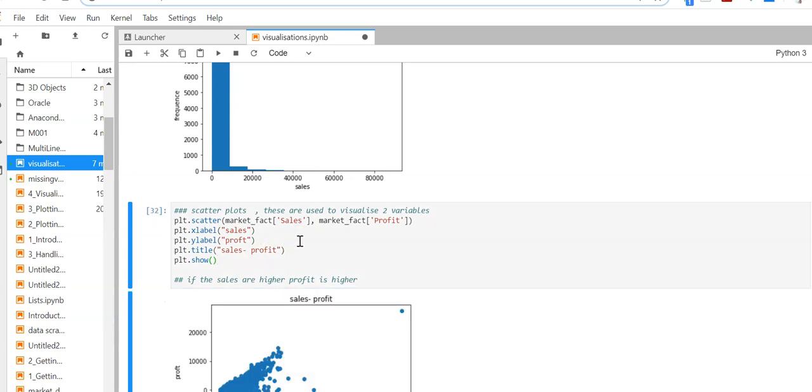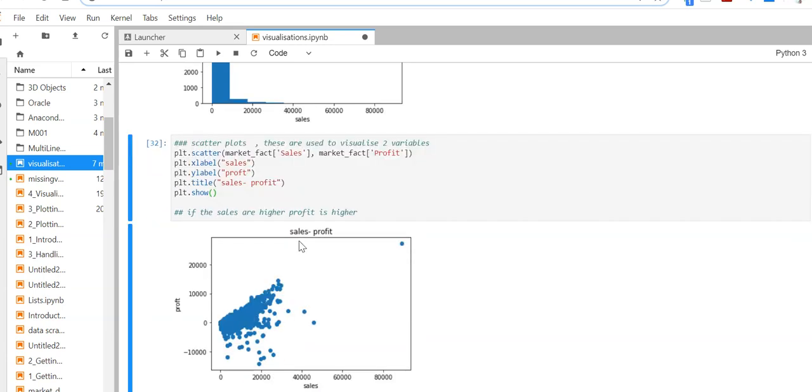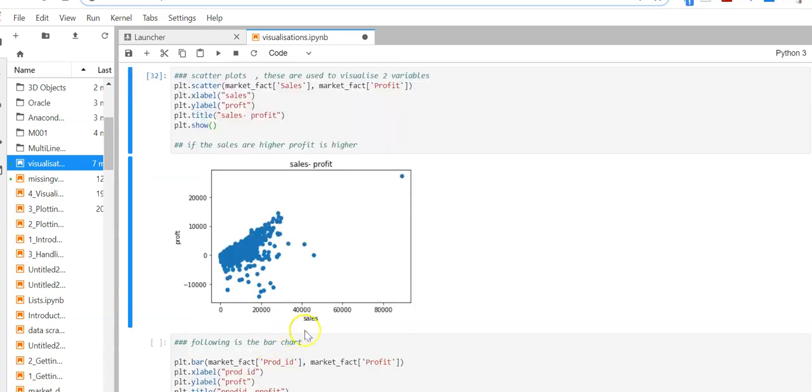We can also plot two variables together. This is called a scatter plot. It shows sales versus profit. Sales is on the x-axis and profit is on the y-axis. And if you see the distribution of the plot here, there is one outlier. But from this plot we can really understand that the higher the sale, the higher the profit. But then if you see, there are some values where the sales is higher but the profit is negative.